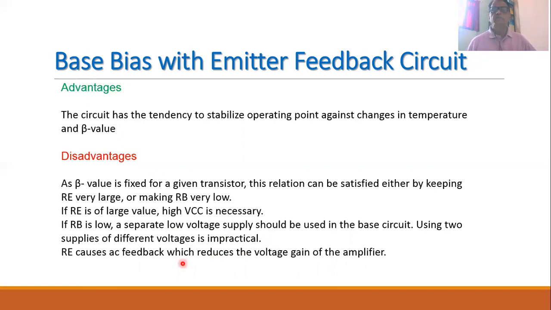Also, when the resistance RE is used, this resistance RE is actually a feedback resistance, because it has an impact on the input base current. And therefore, this feedback is a negative feedback. And therefore, it ultimately reduces the gain of the amplifier if this biasing circuit is used in the amplifier. So these are the certain disadvantages that we have with the emitter feedback circuit.